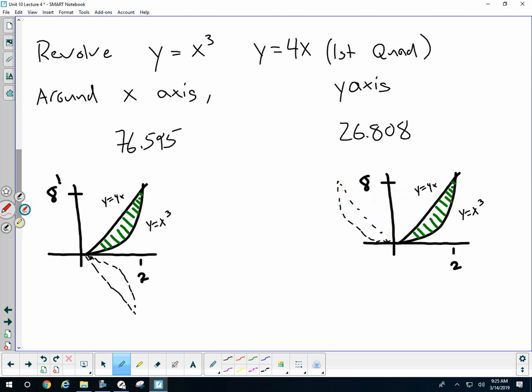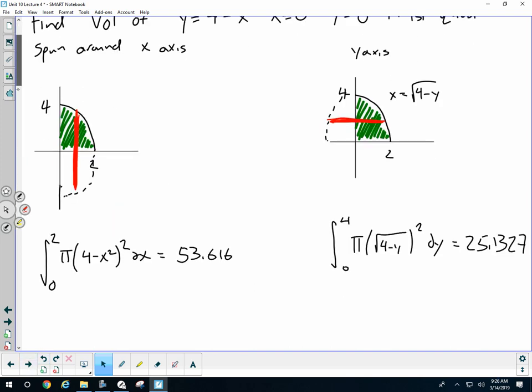Okay. Notice the outside and the inside changed. For this one, the outside was the 4x that determined the radius, and the inside ended up being the x cubed that determined the radius, or x cubed minus 0. For this one, the outside ended up being the x equals cube root of y distance, and the inside ended up being the x equals y over 4 distance minus 0. Okay, right minus left or top minus bottom.